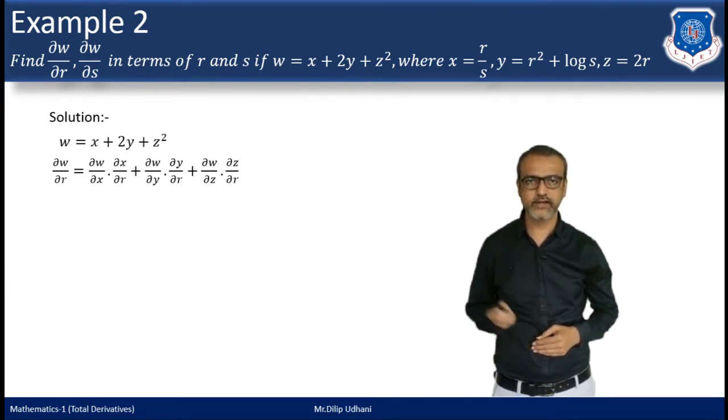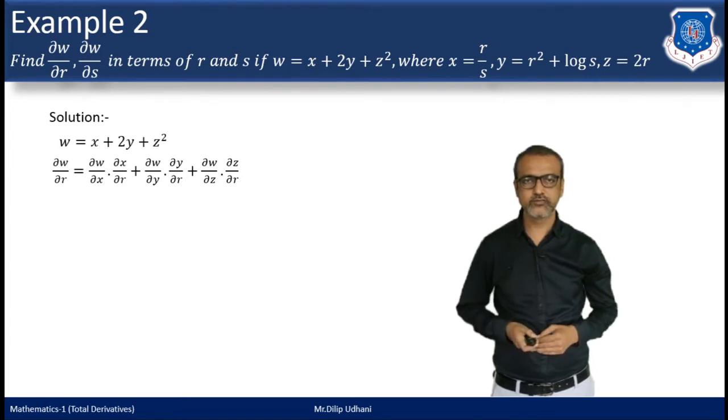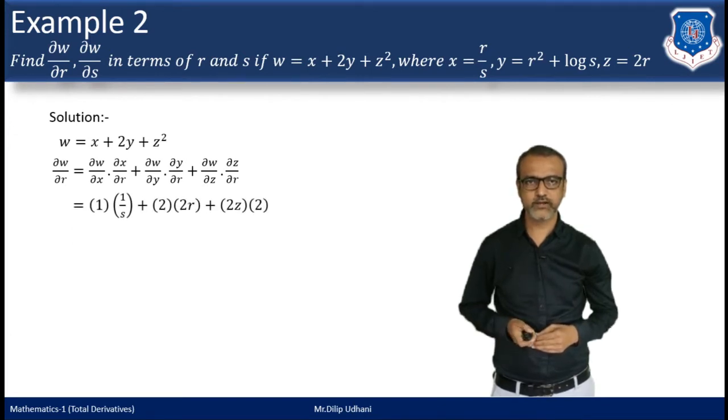So first of all, we will write down del w by del r. So that is equals to del w by del x into del x by del r plus del w by del y into del y by del r plus del w by del z into del z by del r. So first of all, we will find out del w by del x. So w equals to x plus 2y plus z square. Now we will differentiate w partially with respect to x, and derivative of x with respect to x, answer is 1. 2y and z square are constant, so its derivative will be 0.